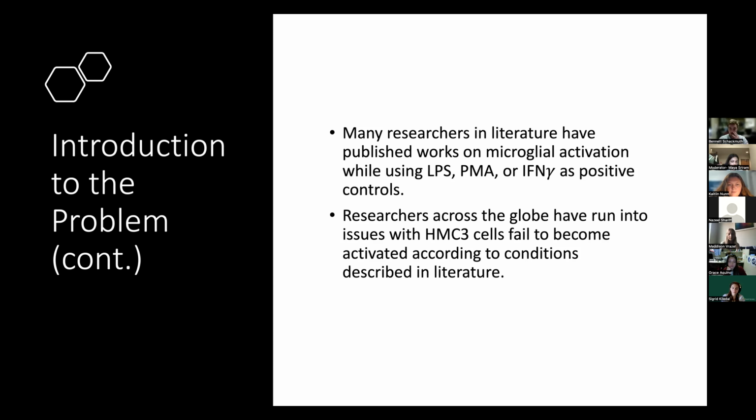However, researchers across the globe have also run into issues with HMC3 cells specifically failing to become activated when they use the same conditions that they use for other microglial or macrophage-type cells described in the literature. If you go on to ResearchGate or any other forum where researchers can discuss their work and troubleshoot as a community, many of them will say, hey, I am using these HMC3 cells. I am dosing at 10 nanograms per milliliter of LPS and I'm not getting activation. Someone will say, well, try PMA, that works for my microglial cells. Someone else will say, I tried that, it's not working, but I use this instead. And so there's just not a consistency, which can further lead to the reproducibility crisis that is in science right now.